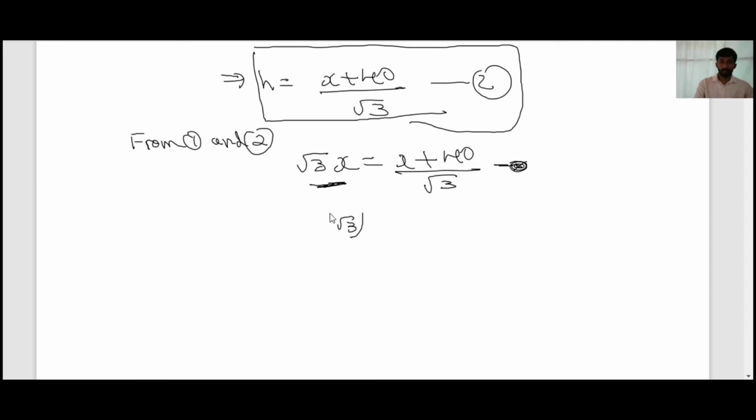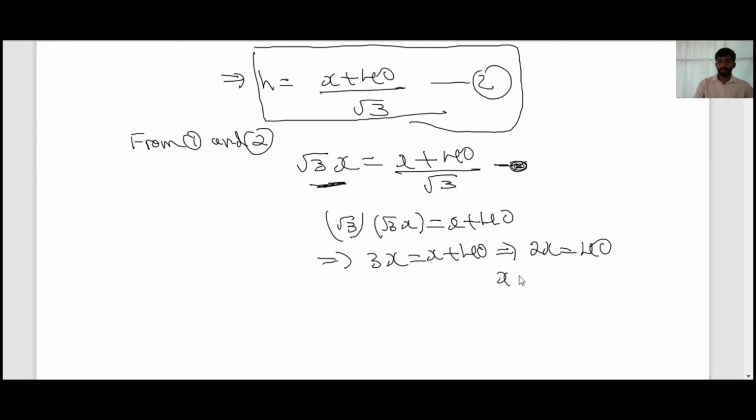Root 3 into root 3x is equal to x plus 40. This implies root 3 into root 3 is 3, so 3x is equal to x plus 40. This implies 2x is equal to 40. That implies x is equal to 20. Unit is meter. If they mentioned otherwise, just write x is equal to 20.